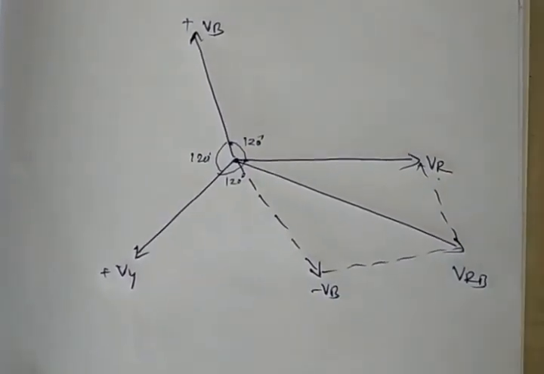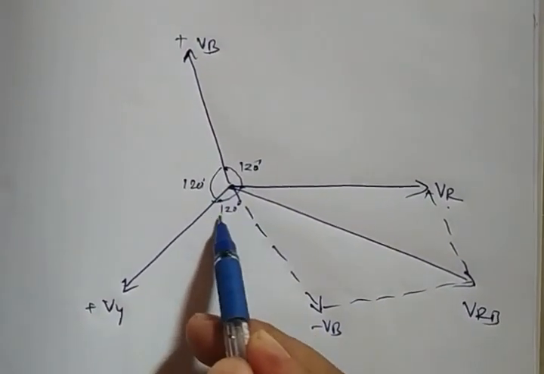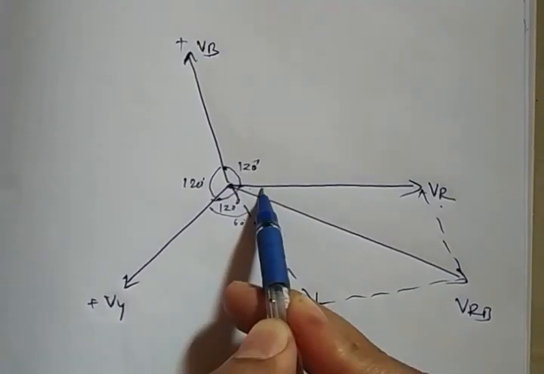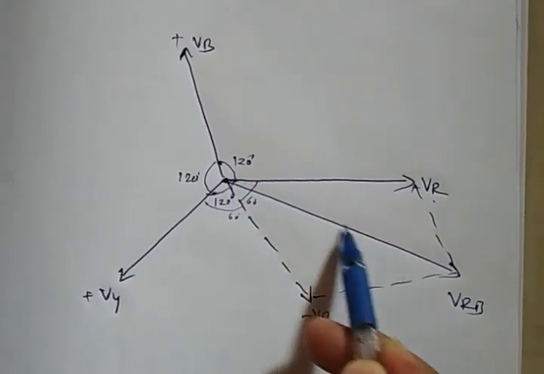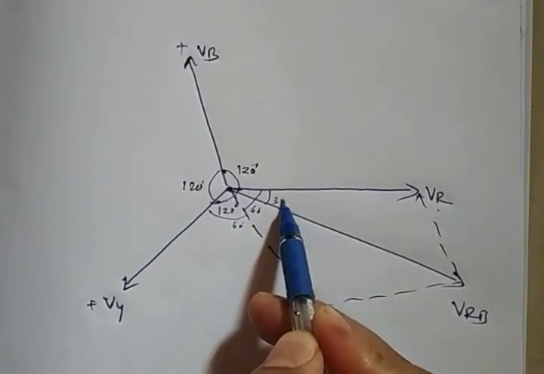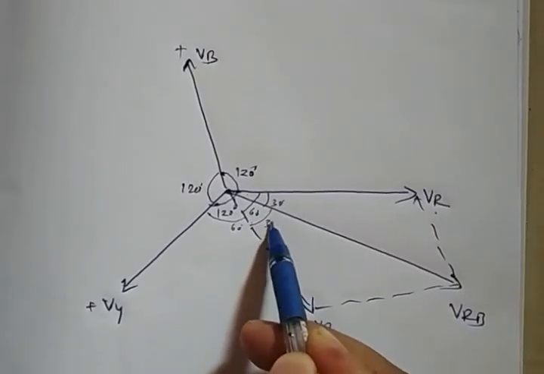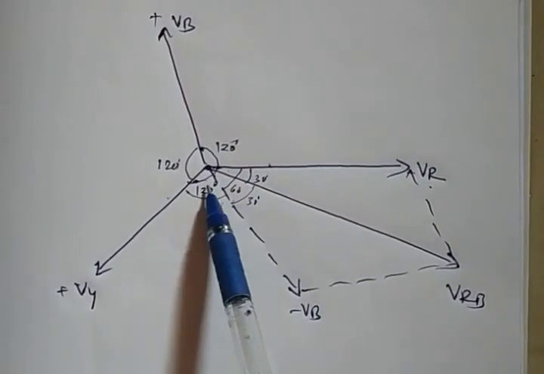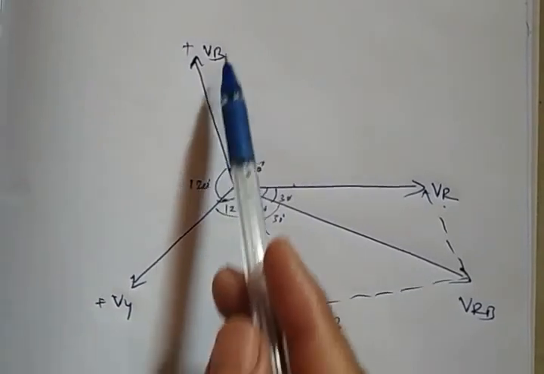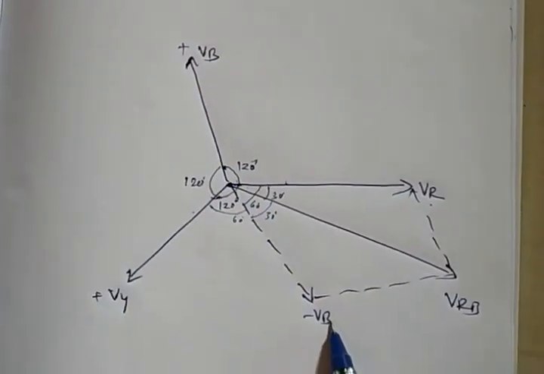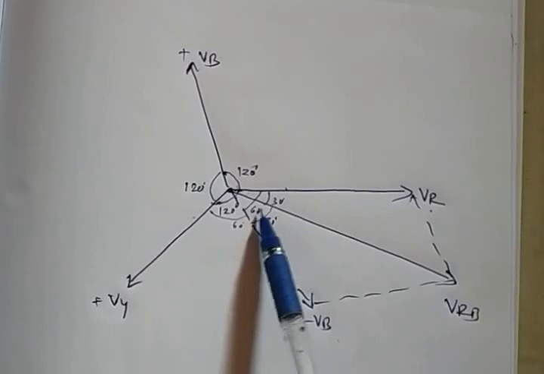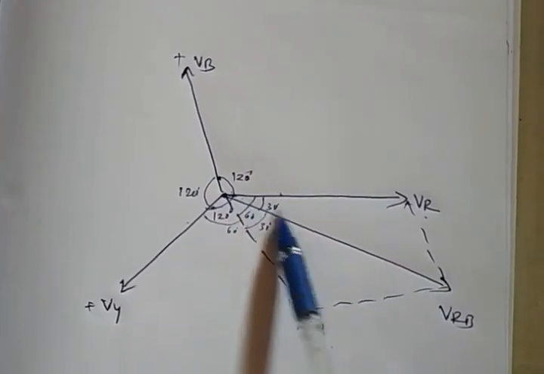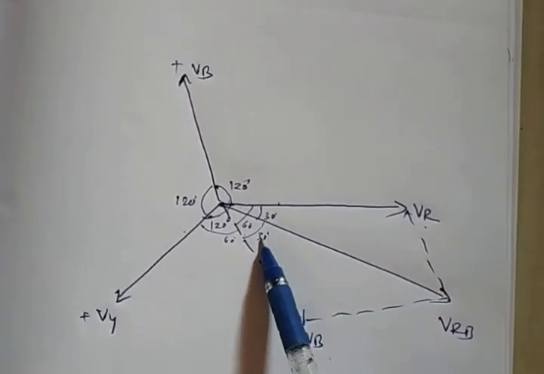Got the point? So remember, this is 120. Exactly along the center line, this will be 60 and this will be 60, and again at the center, this will be 30 and this will be 30. Remember the angles. First, VR to VY is 120, with plus VB and minus VB exactly opposite to this, so you'll get 60 and 60. And again VR and minus VB, the resultant line again at the center, that is 30 and 30.